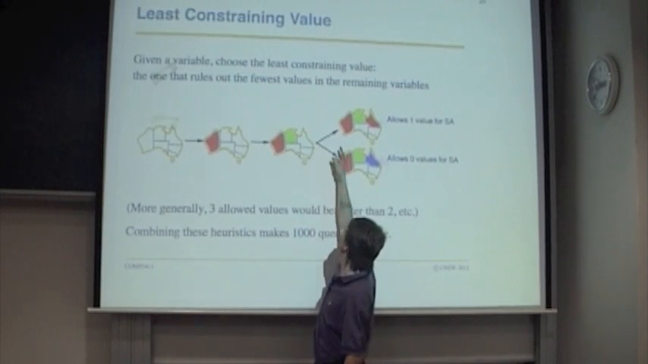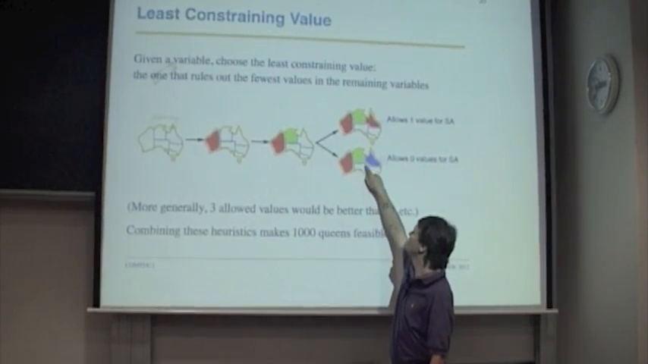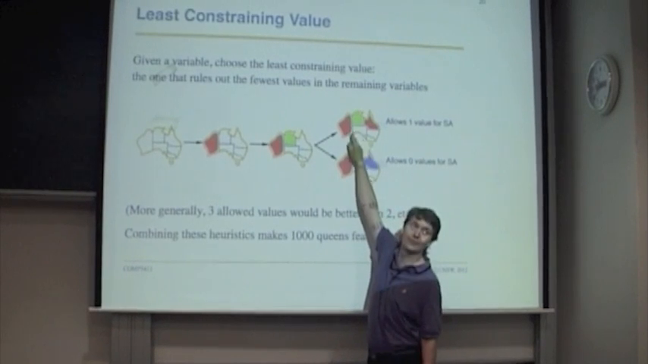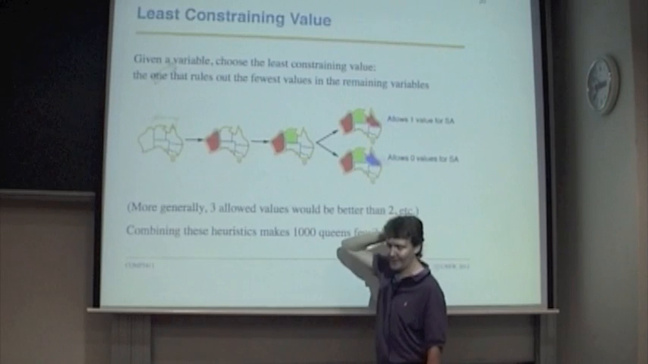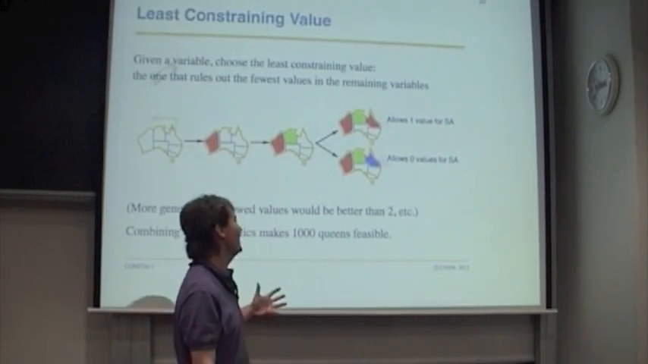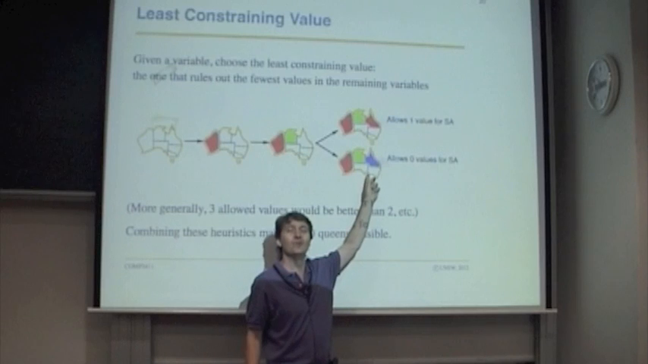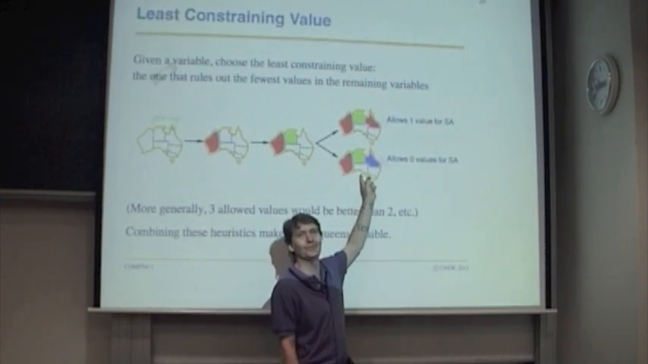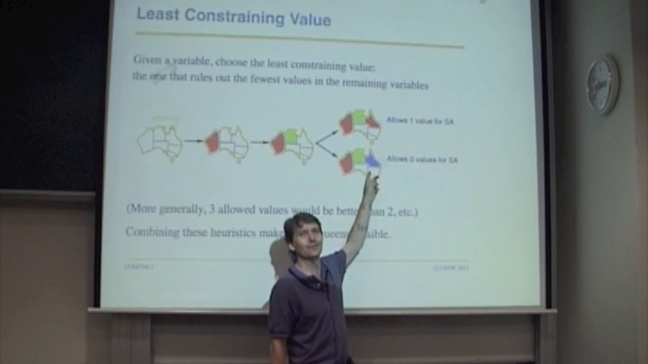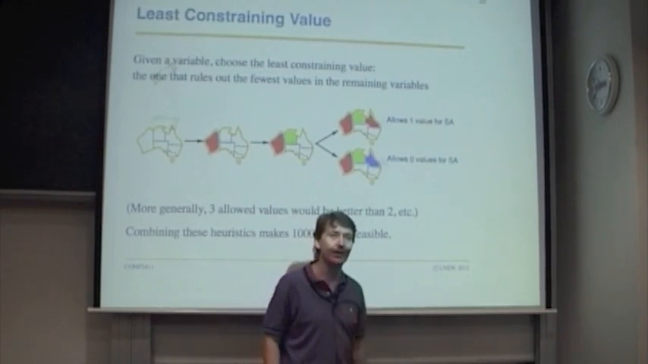If I choose blue, I'm imposing additional constraints on South Australia that weren't there before, that it can't be blue. If I choose red, I'm just imposing a constraint that was already there. So we try to pick the value that imposes the fewest constraints on the remaining variables. This is actually a special case, because blue leaves no possible value for South Australia, so it detects failure earlier. But the principle applies more generally.